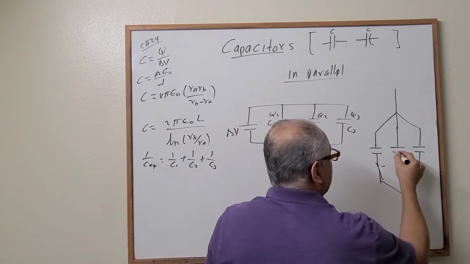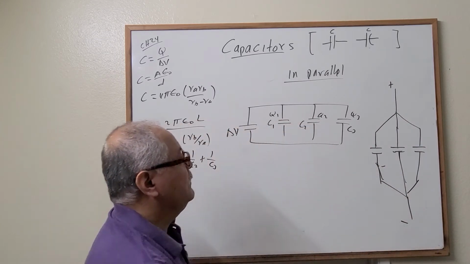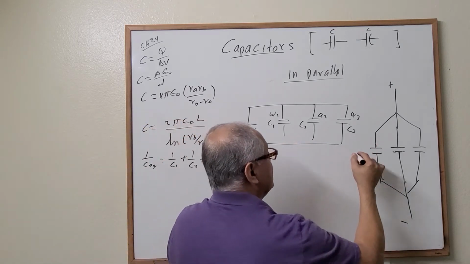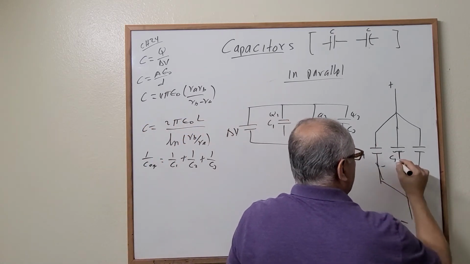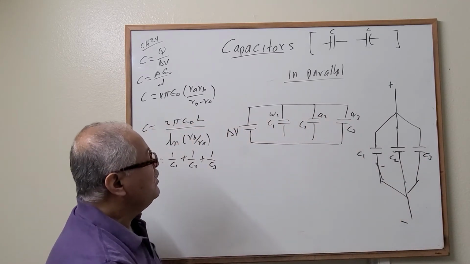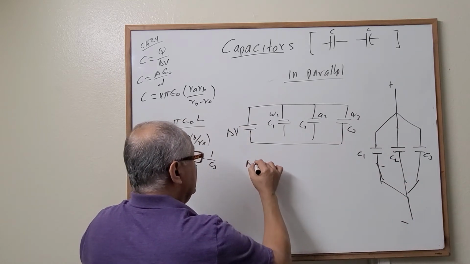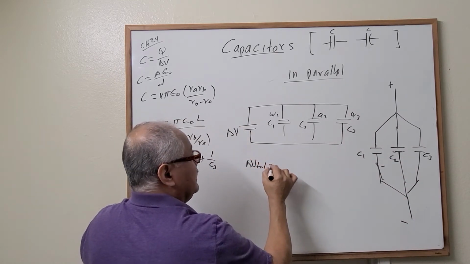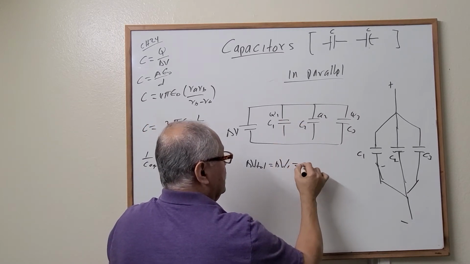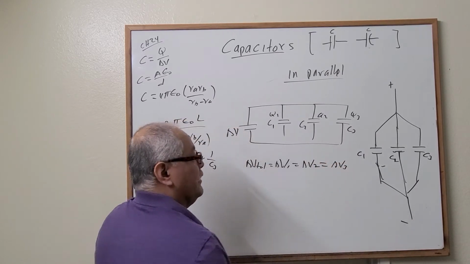Okay, the same idea. This is this positive negative terminal right here, the same as this circuit. These two are the same. Again, this is capacitor 1, 2, and 3. From here we can see that the voltage is the same, right? The total voltage is equal to the voltage through capacitor 1, equal to the other voltage, or equal to the voltage through capacitor 3.